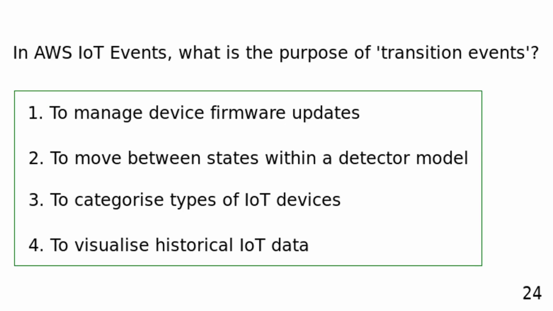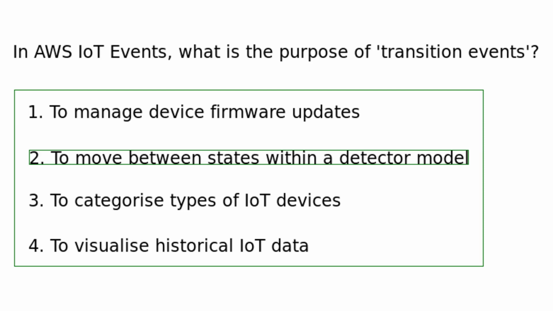In AWS IoT Events, what is the purpose of transition events? To manage device firmware updates. To move between states within a detector model. To categorize types of IoT devices. To visualize historical IoT data.